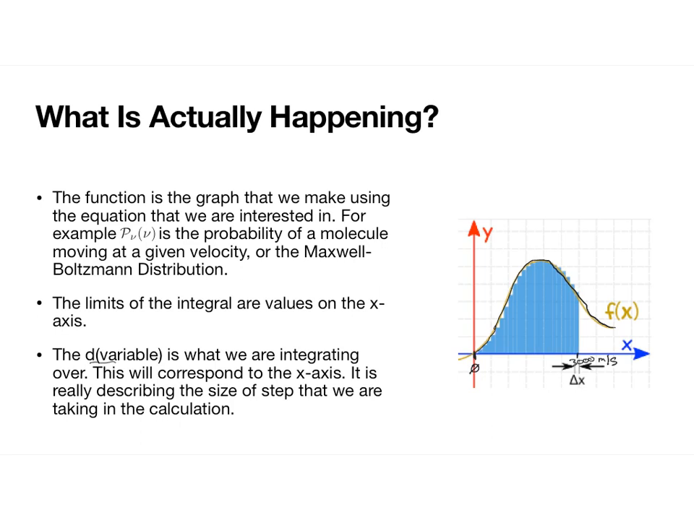The d of whatever variable, in our case d nu, is what we are integrating over. This is going to correspond to the x-axis, and it really is describing the step size that we are taking in the calculation. So if you remember the trapezoid rule, it's saying that we are creating these tiny little bins. We're finding the height of those bins and we're adding them up. And there's this piece where we leave some out on this side, but we have some extra on this side, and so they start canceling each other out, and we can get the area under this curve. And this is what the integral is really doing.